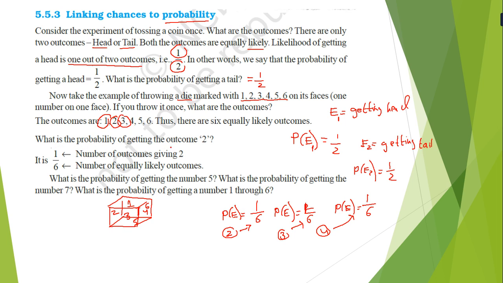So what is the probability of getting outcome 2? It is 1 by 6. The number of outcomes giving 2 is only 1. If you write the same for 3, 4, 5, 6, you will get the same answer. What is the probability of getting the number 5? Again 1 by 6. What is the probability of getting the number 7? Then 0. It is not possible, because 7 is not on a dice.